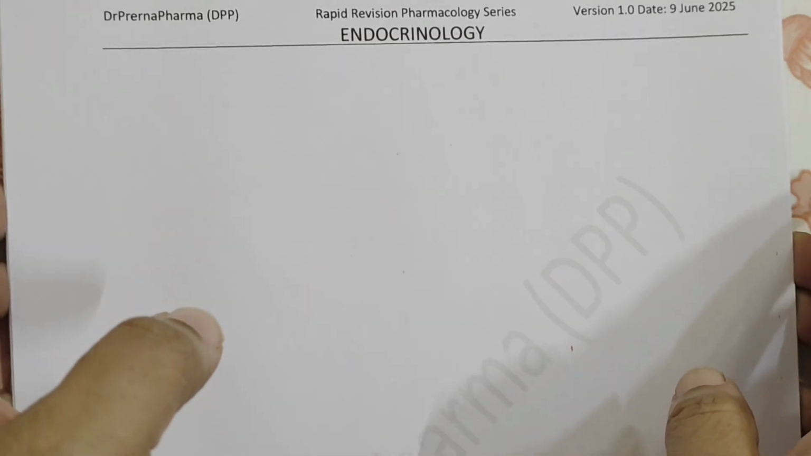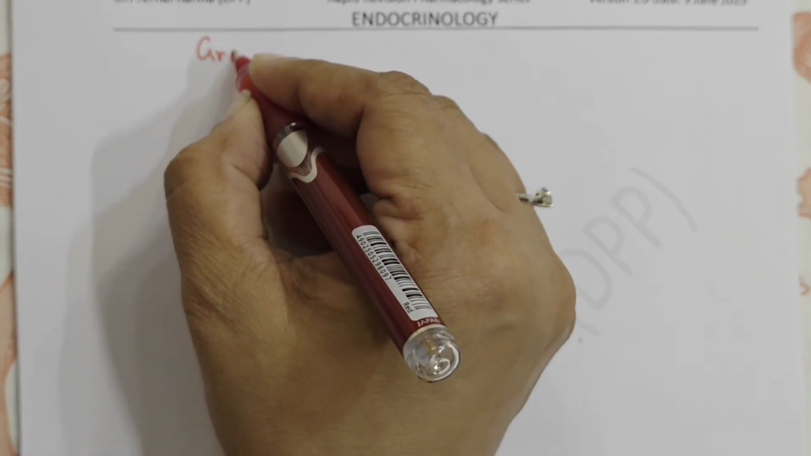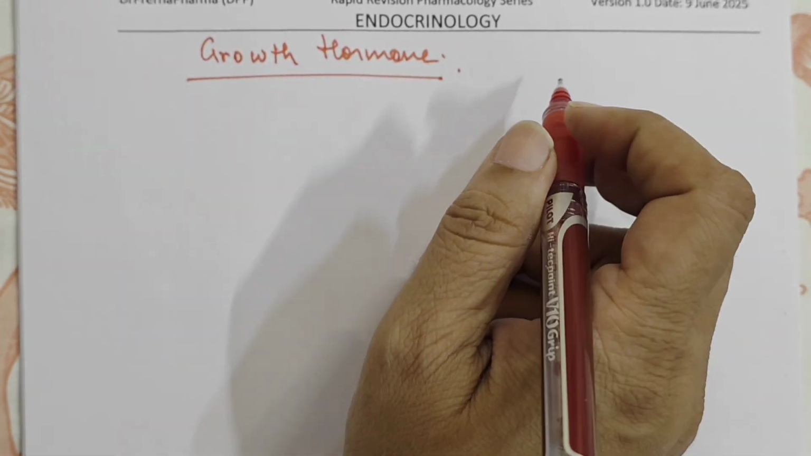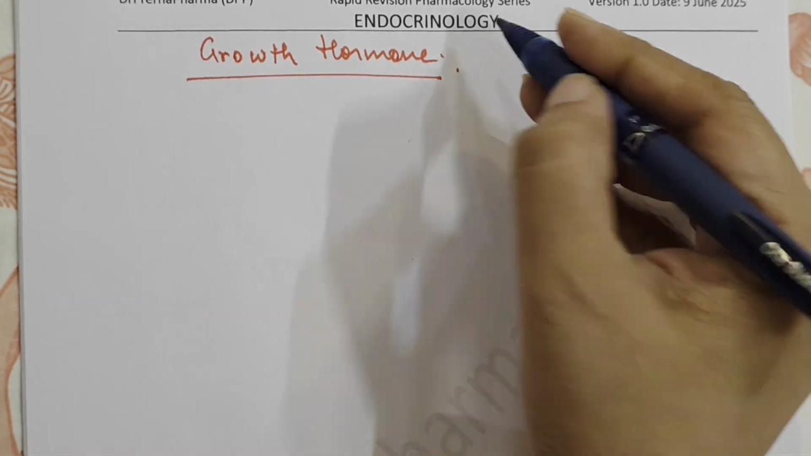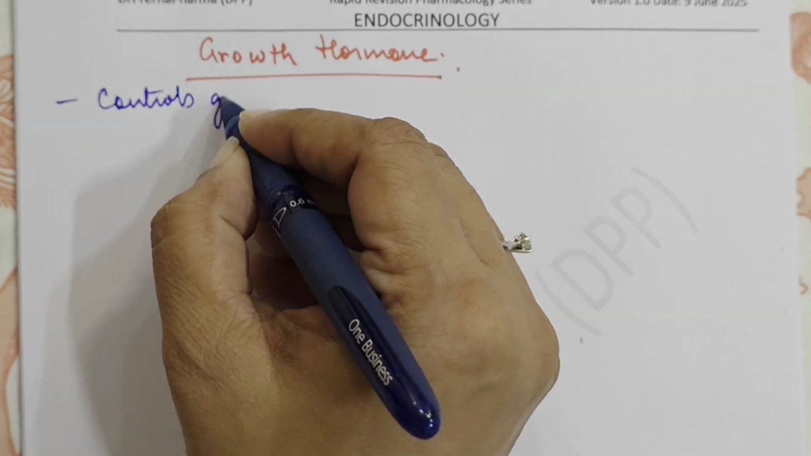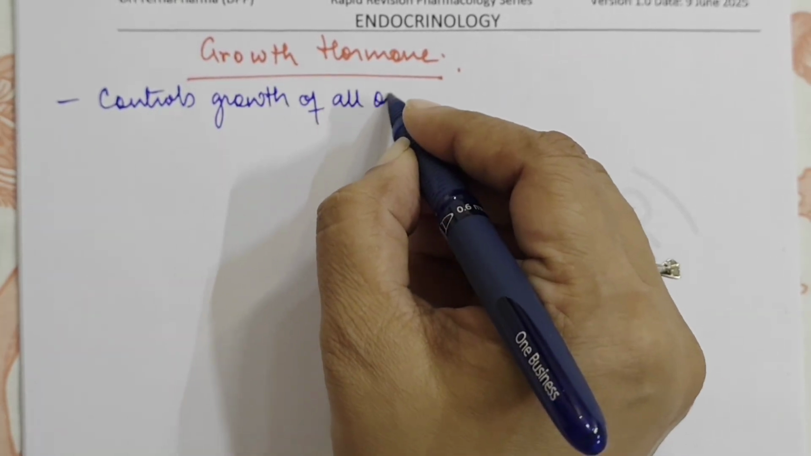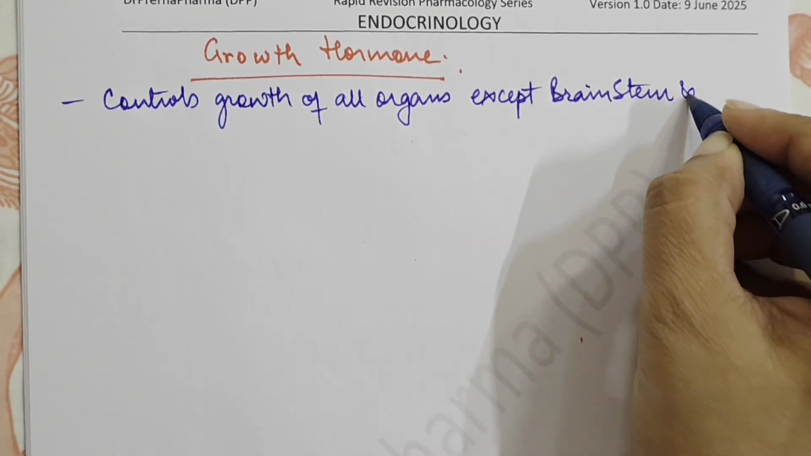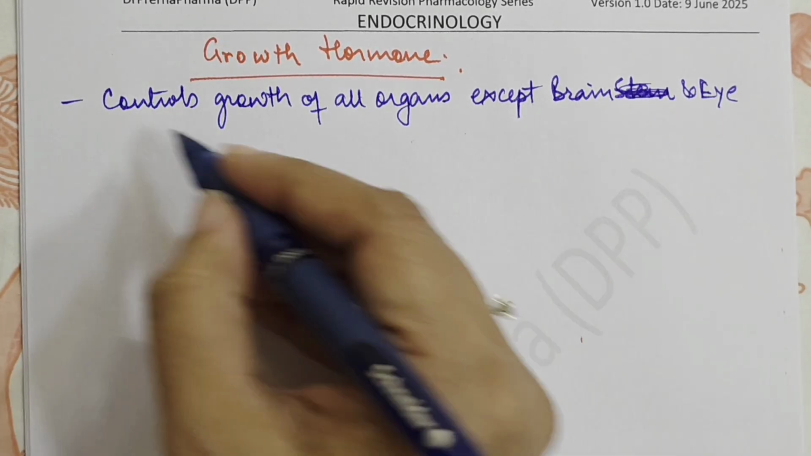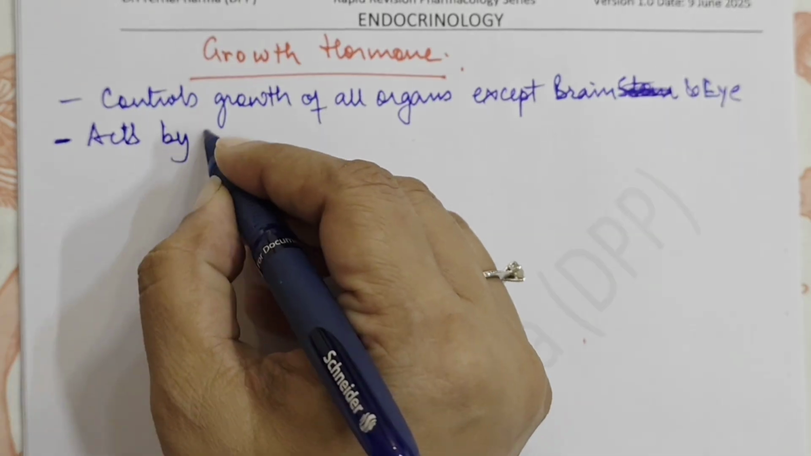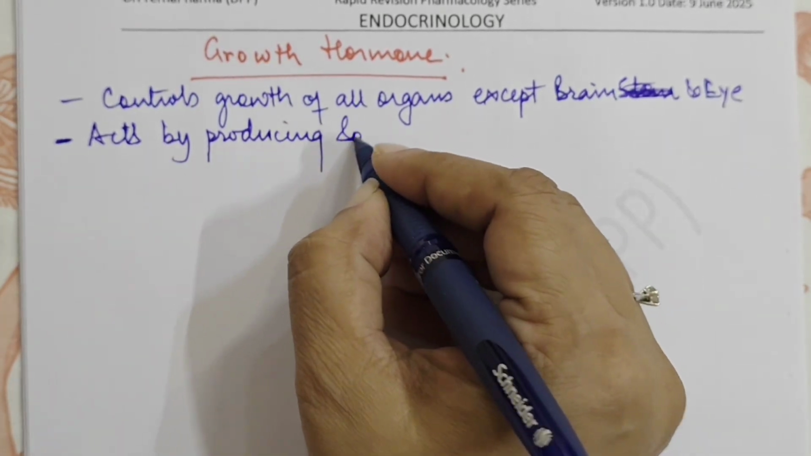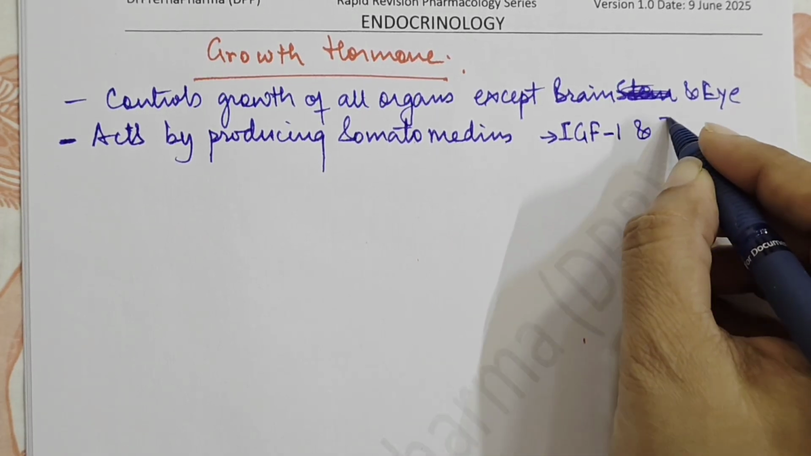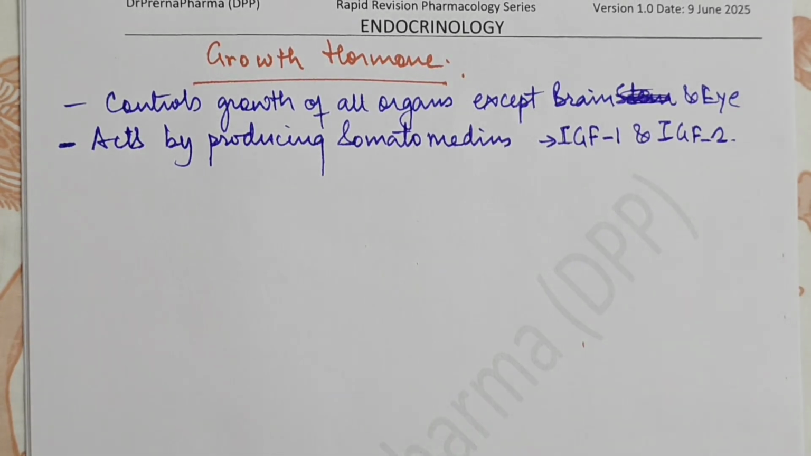So the first hormone that we take is growth hormone. Right. Now this growth hormone basically controls the growth of all organs except for the brain and the eye. Okay. Then it acts by producing somatomedin, which are basically insulin like growth factor 1 and insulin like growth factor 2. So growth hormone produces its action by this.